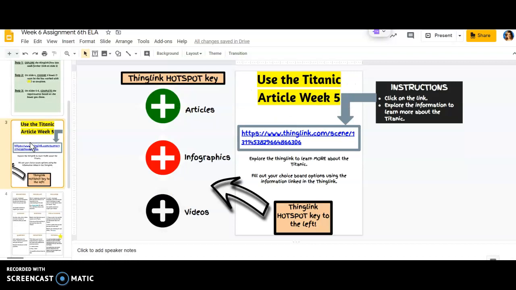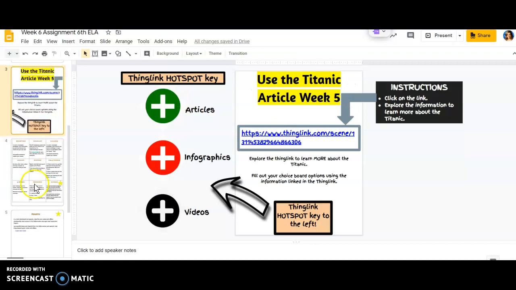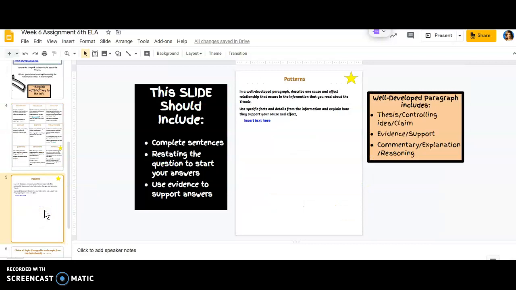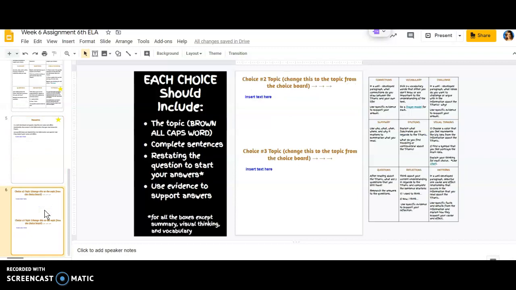So step 1, ThingLink article. Step 2, pick 2 of these boxes plus the one that is starred. Answer the starred question on this slide, and then answer the next 2 questions that you chose on this slide.